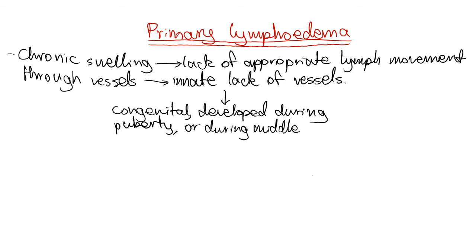So this condition is quite serious, since if you don't have the appropriate number of lymphatic vessels in the first place, that's going to be quite difficult to adequately allow for the drainage of lymphatic fluid. So primary lymphedema, once again, is chronic swelling caused by a lack of proper number of lymphatic vessels, which means that the fluid cannot be drained in the first place.